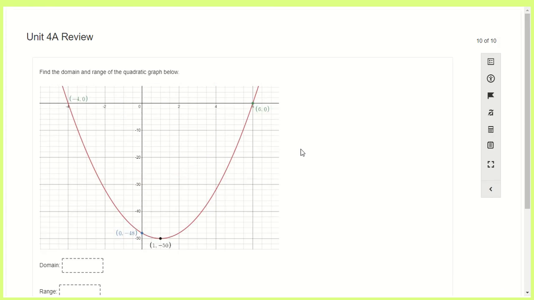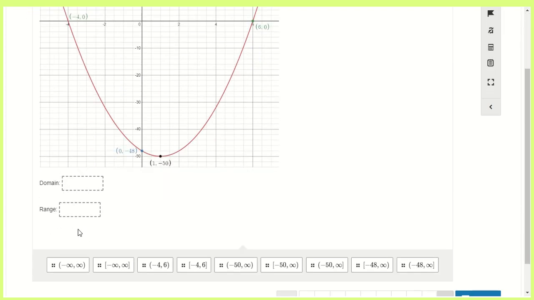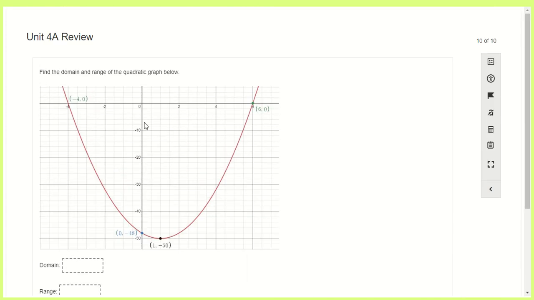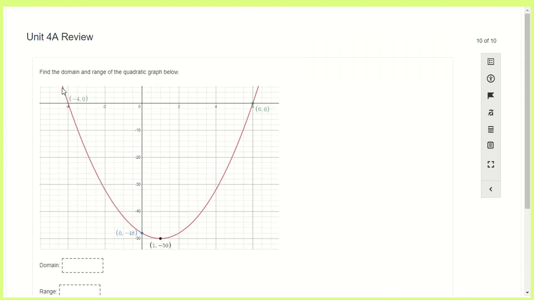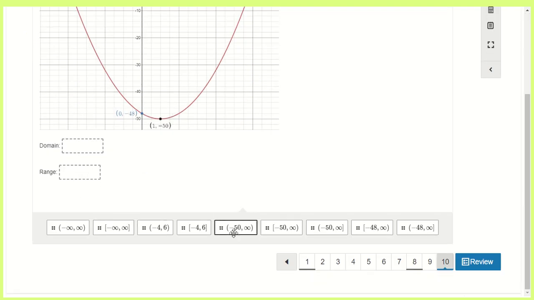The last one, we have a graph where you have to identify the domain and range for this. This is not a real world scenario. It's just a graph. So that means it is going to keep going after this endpoint on the side, like it's going to zoom out to more. So just select which interval notation matches the domain and range for this graph.